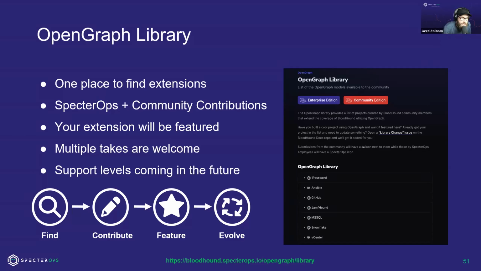You'll notice that as we list out the different extensions, we'll have a SpectreOps logo, which represents that that was built in-house by a SpectreOps researcher, or we'll have a little group of people that represents that that's a community contribution. There are different support levels that will be coming in the future. So right now, it's use at your own risk, I would say. We recommend giving these a shot in your BloodHound Community Edition, self-hosted deployment first before you try to integrate it into your BloodHound Enterprise deployment, just to make sure you're getting what you expect.